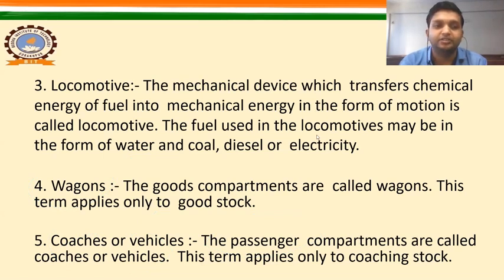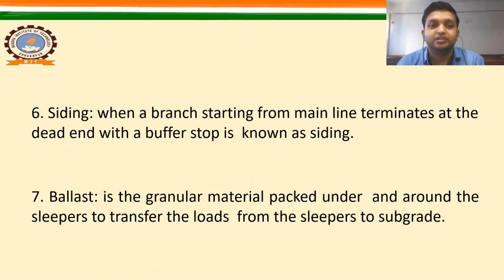Now the sixth term is siding and ballast. What is a siding? When a branch starting from the main line terminates at a dead end with a buffer stop, it is known as a siding. Just suppose the railway track consists of the main line as well as a branch line, and the branch line starts from the main line and terminates at a dead end with a buffer stop. It is known as a siding.